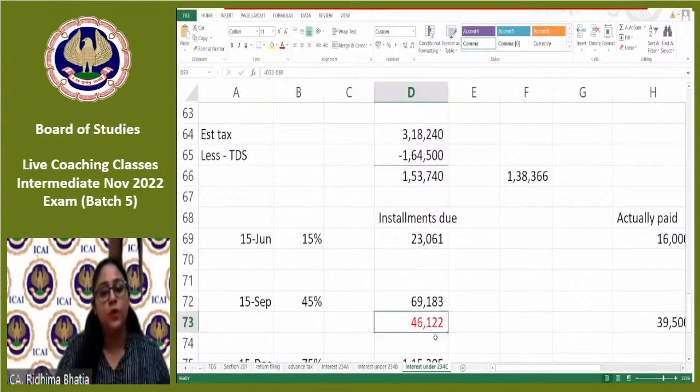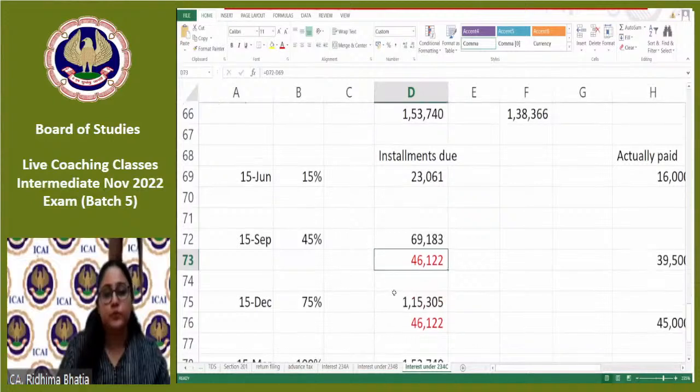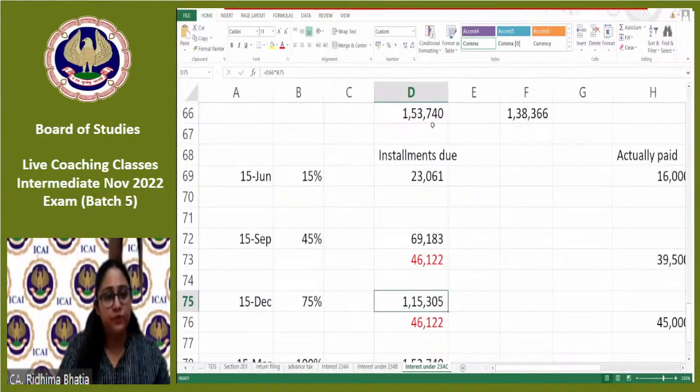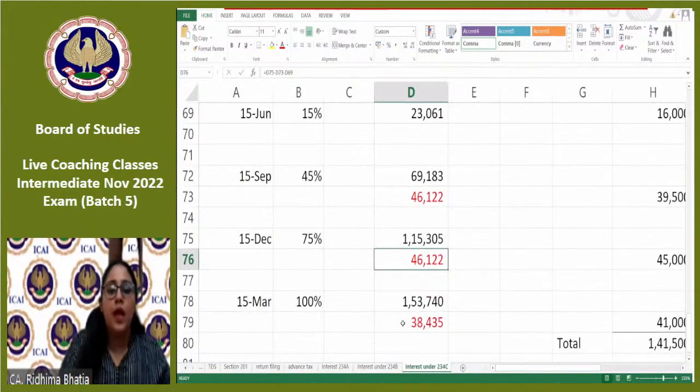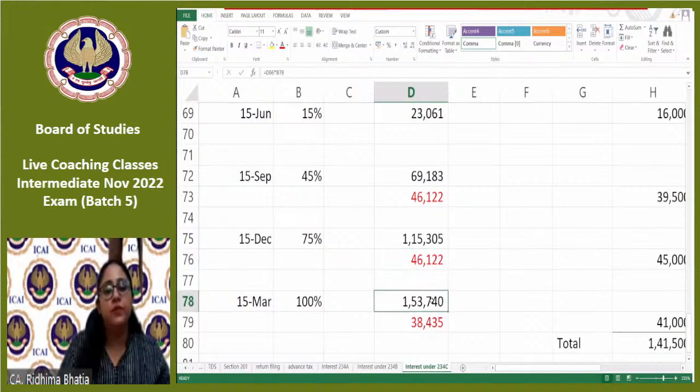23,161 up to 15 September, 45%, which is 69,183 should be deposited. But obviously, if 23,061 is deposited, then 46,122, 75% of 1,53,740 should be deposited. That means in this installment, if you're depositing actual, then 46,122, and by 15th March, 1,53,740 has to be deposited.